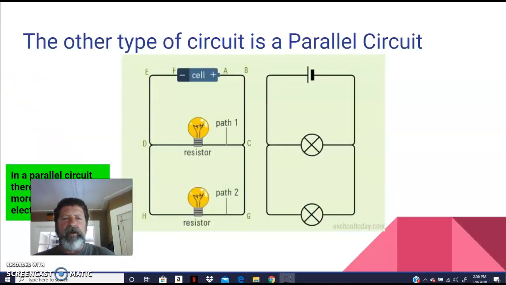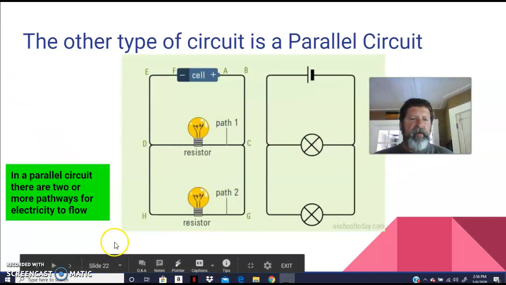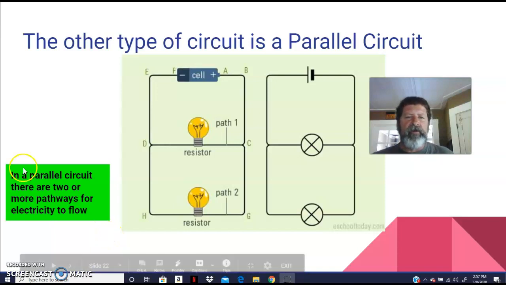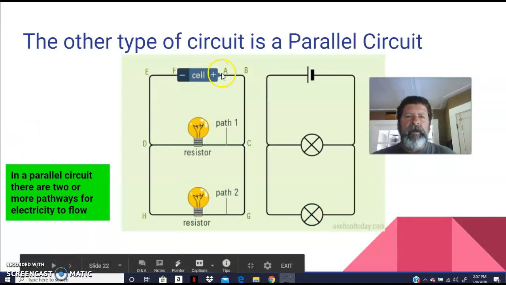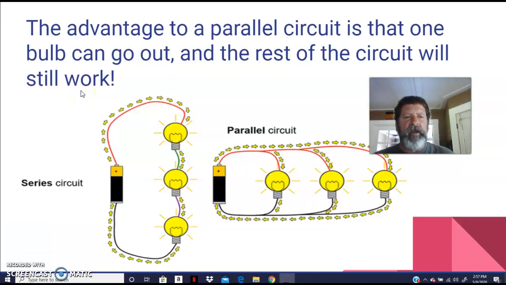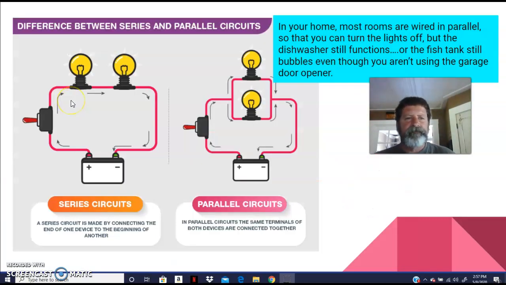The other type of circuit is a parallel circuit. So in a parallel circuit, you've got two paths for electrons to flow through. So electrons can go here, and electrons can go here, and that's a parallel circuit, a little more complicated. Okay. The advantage to a parallel circuit is that one bulb can go out and the rest will still work. So in your home, most rooms are wired in parallel, so you can turn your lights off, but your dishwasher still works and stuff like that.